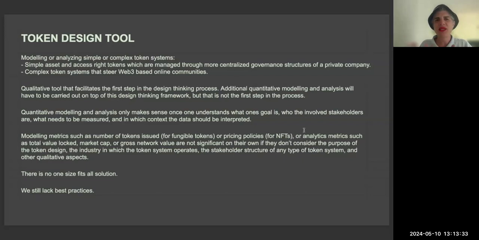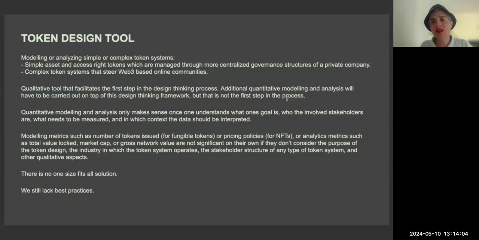And then we can ask what the functions of your token are, before we can go into the quantitative parts of the design process. So we're not looking at quantitative parts, we're looking only at this strategic or qualitative part, where we ask ourselves: what do we want to do? What do we want to build? And how do we want to build it?